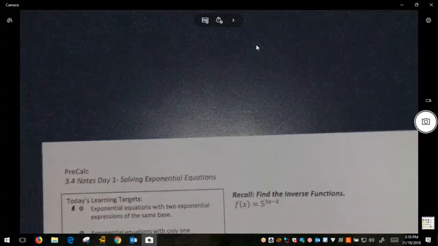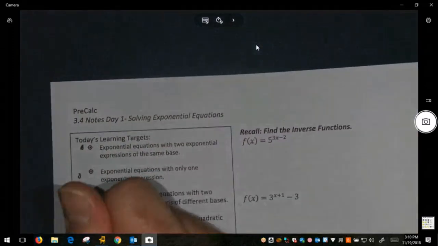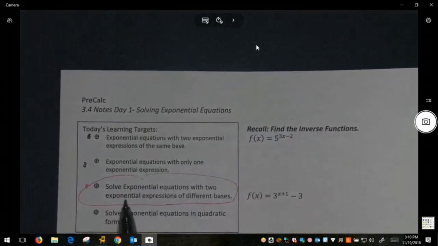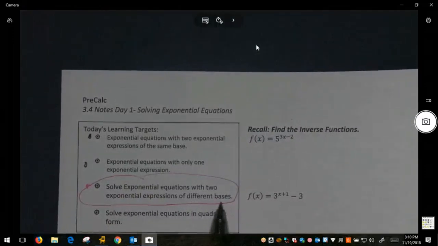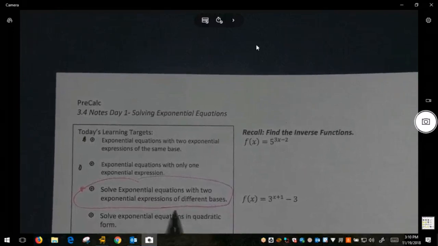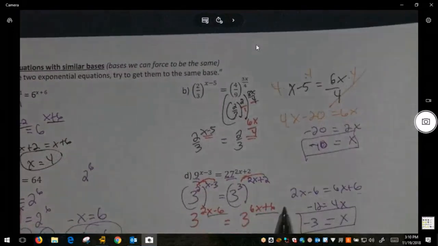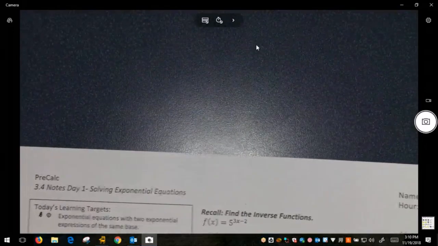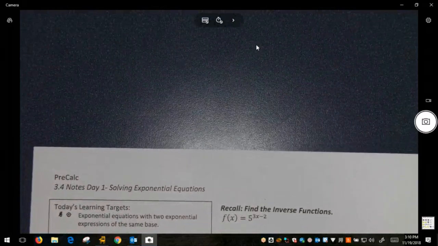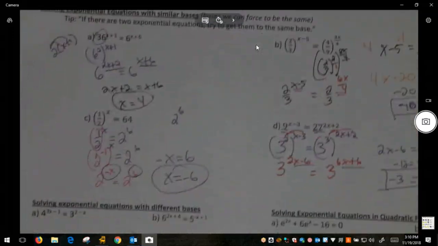That concludes learning target 3, solving exponential equations with two exponential expressions of different bases. That's where we're trying to force them to have the same base. So it's a little bit like number 1, but it's slightly different.